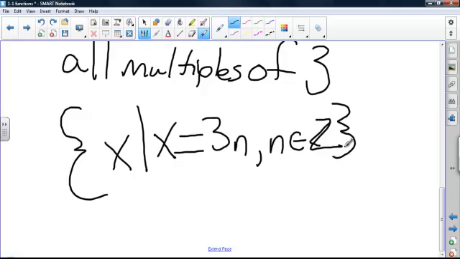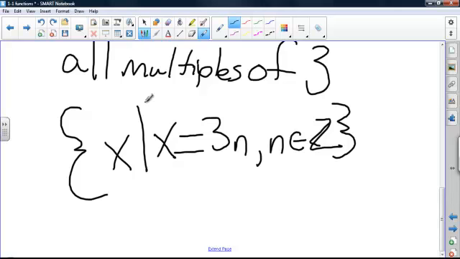Now some of you are saying, where did this n come from? We have to put this n in there whenever we're talking about multiples. Because now if I look at n and I plug in, I don't know, let's say 1, well then 3 times 1, well isn't that a multiple of 3? Yeah, so that fits with what x can be. Does that work for 2? Yeah, 2 times 3 is 6. Sure, we're good. Alright.